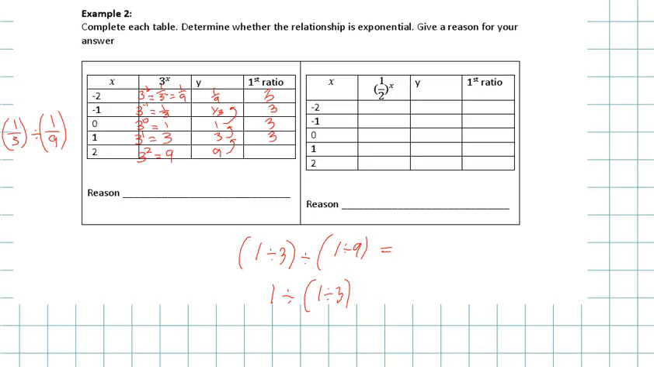Eyes on the board for a second. You see how your first ratio is 3? What was your base? 3. I told you that whatever your first ratio is, it's going to be your base, if it's exponential, obviously. That's called the magic number.